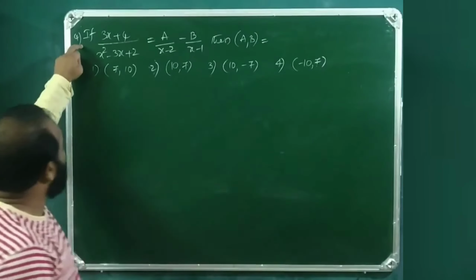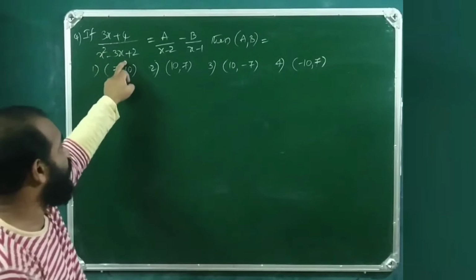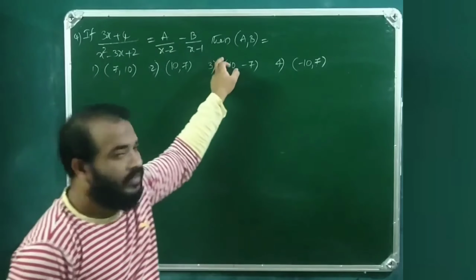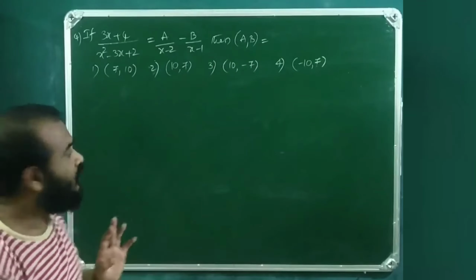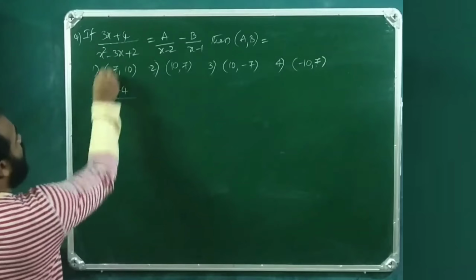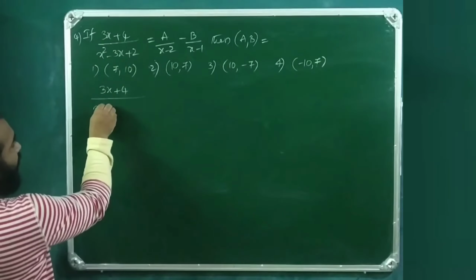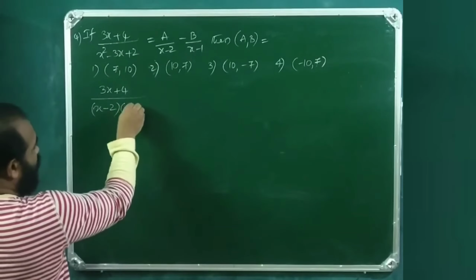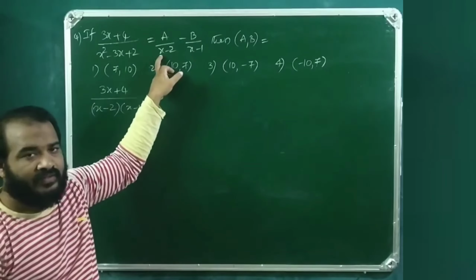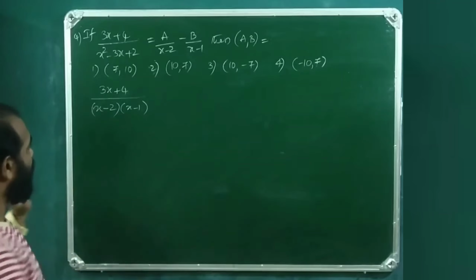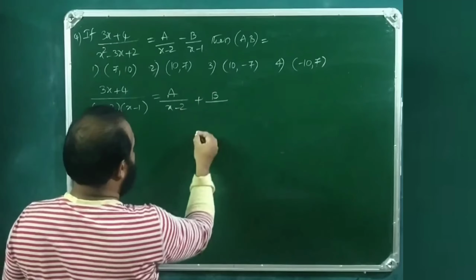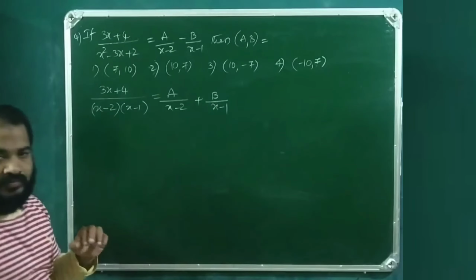Now the next question is, if 3x plus 4 by x square minus 3x plus 2 is equal to a by x minus 2 minus b by x minus 1, then ab is equal to how much? So this is again 3x plus 4 by x square minus 3x plus 2, which is x minus 2 into x minus 1. It can again be written as x minus 1 into x minus 2, but the order here is x minus 2, x minus 1. I have written it like this. Now this is a by x minus 2 plus b by x minus 1.